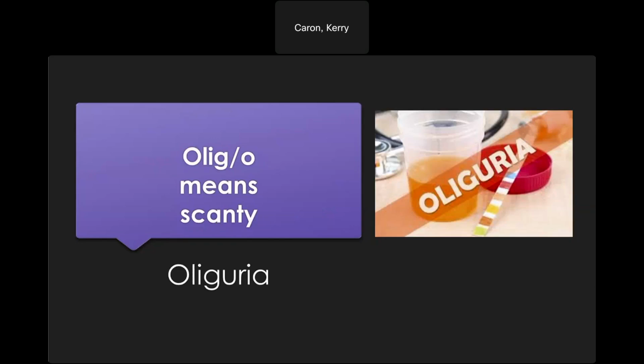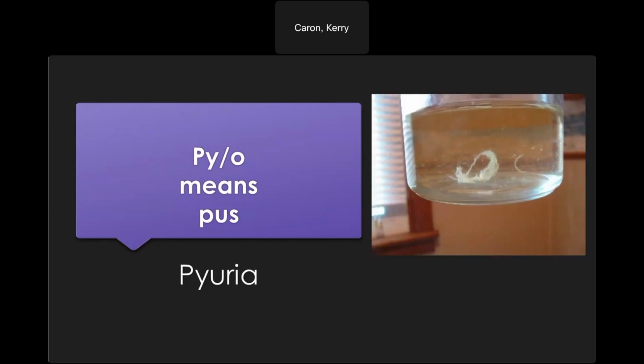Oliguria means scanty. And you might be like, well, what does scanty mean? It means too little. So if we said somebody is scantily dressed, they're wearing too little clothing. In this case, I love this picture because oliguria means they didn't urinate enough, like usually in a sample, or they're not making enough urine. So oliguria is scanty or too little urine. Pio is referring to pus. So pyuria is pus in the urine.